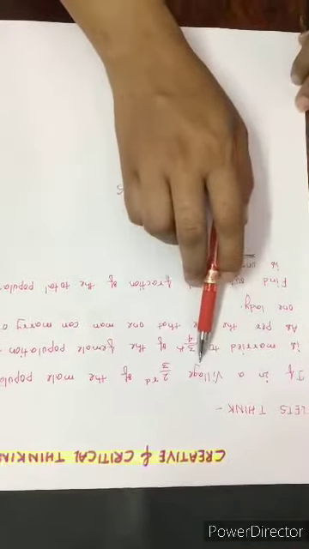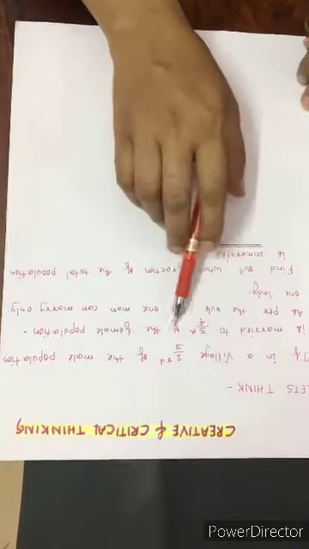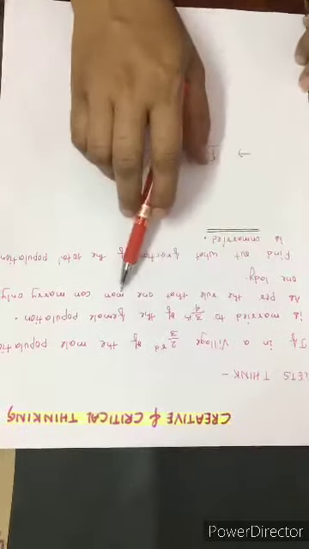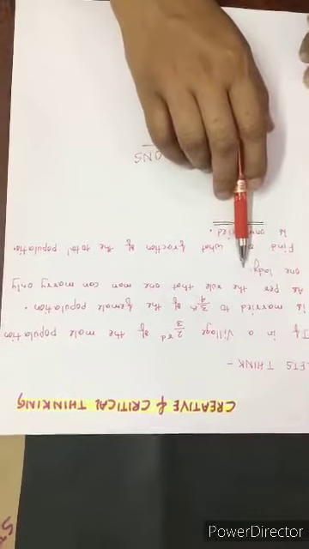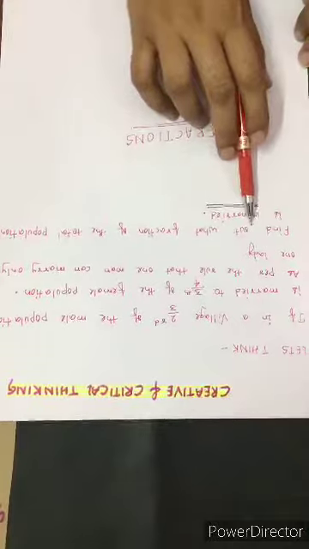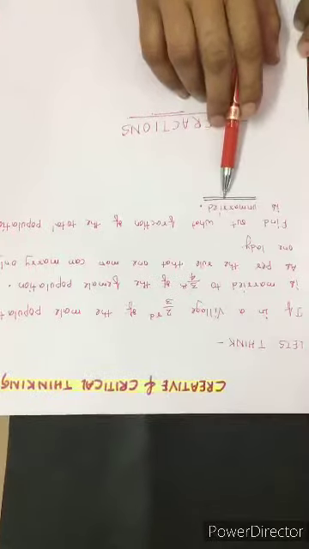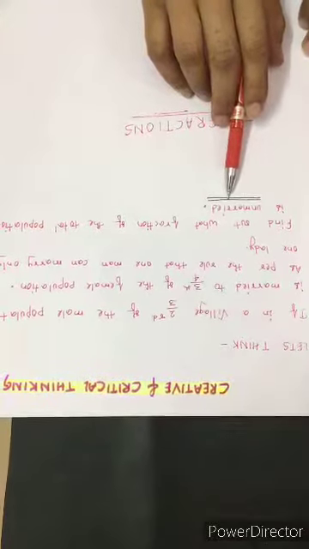If in a village, 2/3 of the male population is married to 3/4 of the female population, now there is a rule that one man can marry only one lady. Your question is you have to find out what fraction of the total population is unmarried. Please stress upon this. What fraction of total population is unmarried?